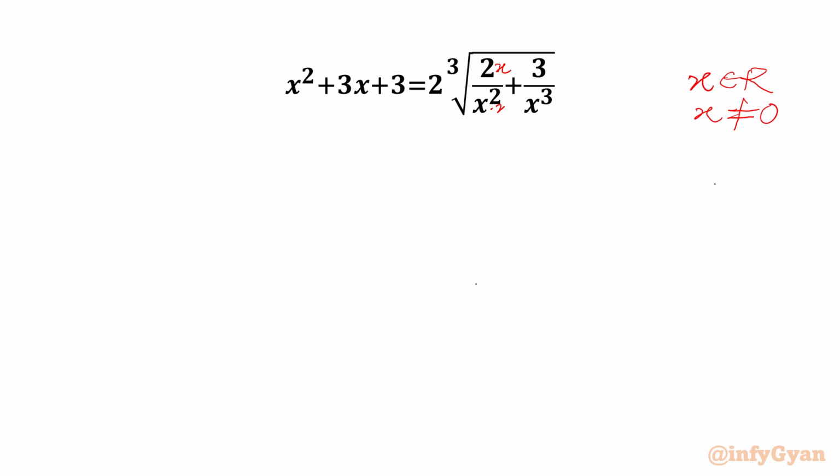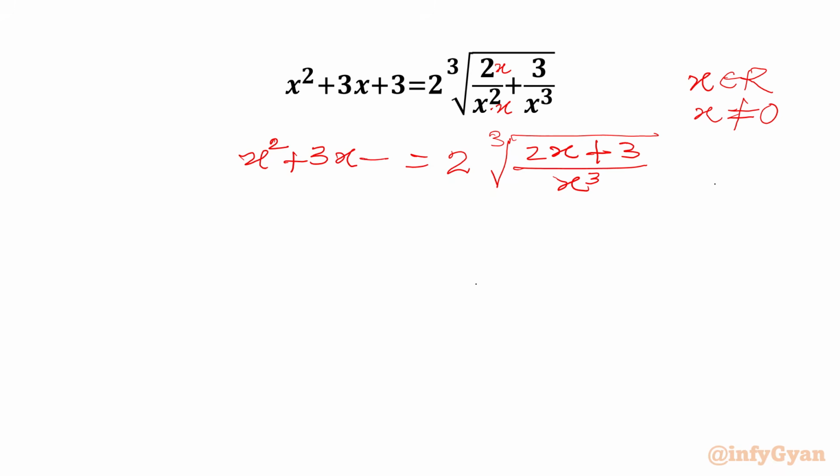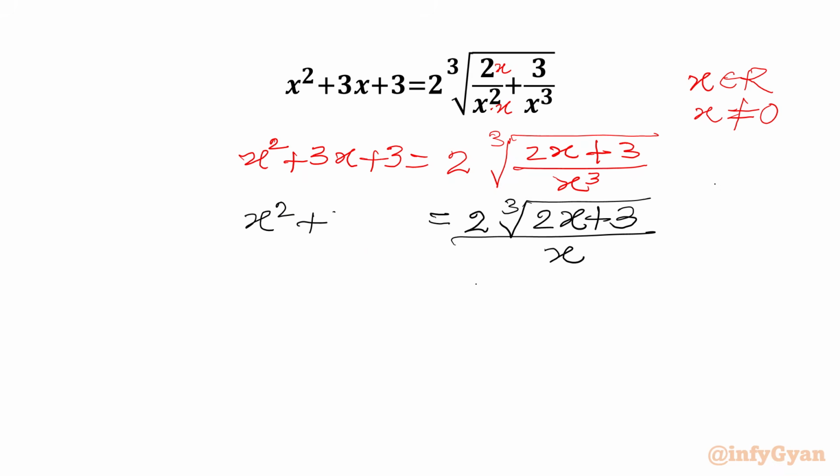So in the denominator by x, we'll get 2 times cube root of 2x plus 3 over x cube. In left hand side we have x square plus 3x plus 3. Now cube root of x cube is x. So we can write this will be equal to 2 times cube root of 2x plus 3 over x. Here we'll write x square plus 3x plus 3.